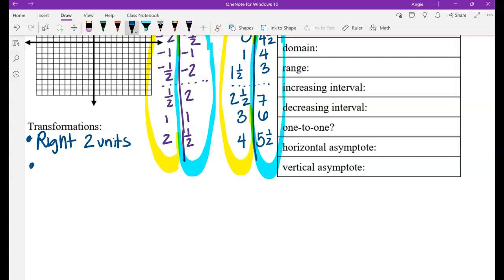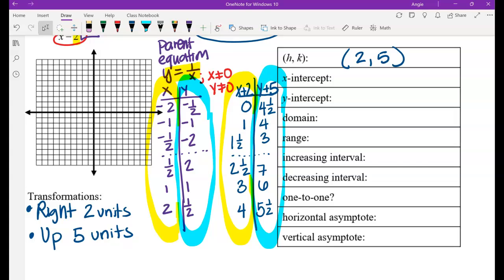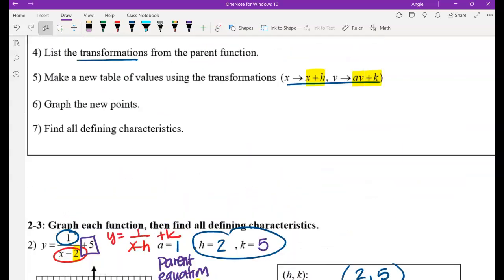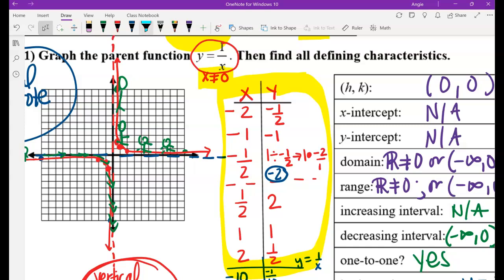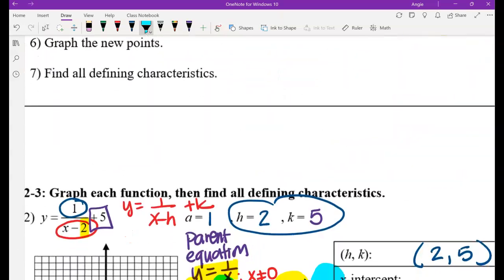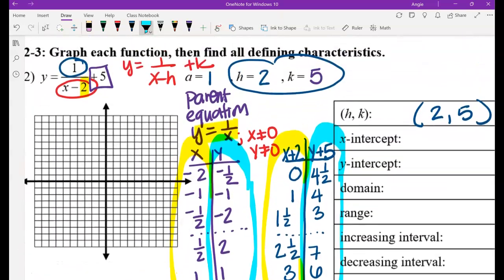Then the k value is 5, so that's going to be up 5 units. Those students will also give you the vertical asymptotes and the horizontal asymptote. So let's graph. If you go right, remember the parent function, let's go up really quickly. The parent function has a vertical asymptote here at x equals 0. So if you go right 2 units, that's going to move the vertical asymptote to the right 2 units.